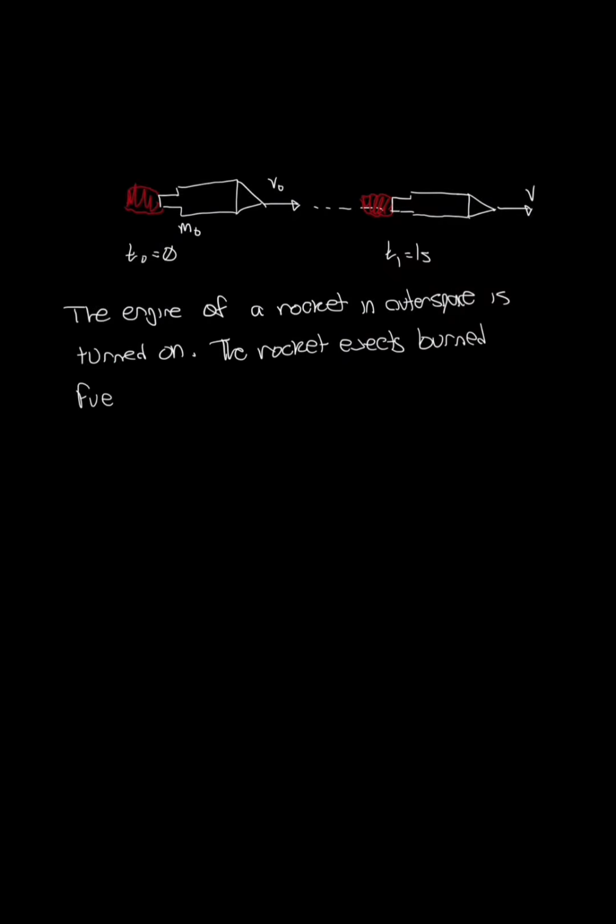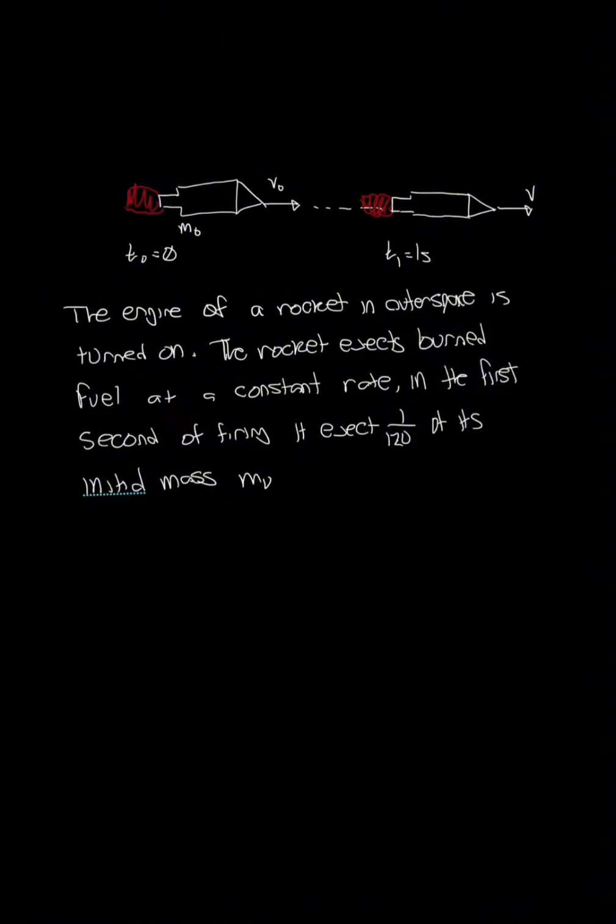Alright, so let's say given this diagram here of an aircraft traveling in space, and the question says, the engine of a rocket in outer space is turned on. The rocket ejects burned fuel at a constant rate. In the first second of firing, it ejects 1/120th of its initial mass, M0, at a relative speed of 2,400 meters per second. What is the rocket's initial acceleration?